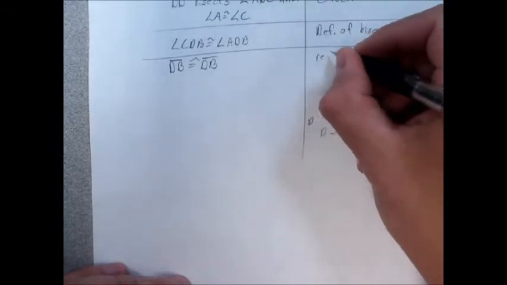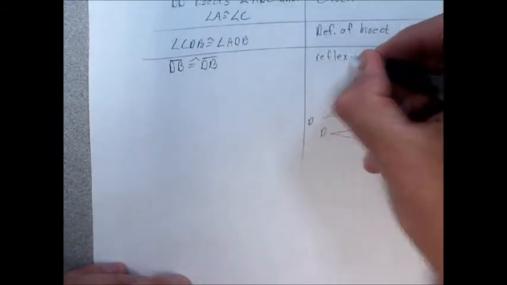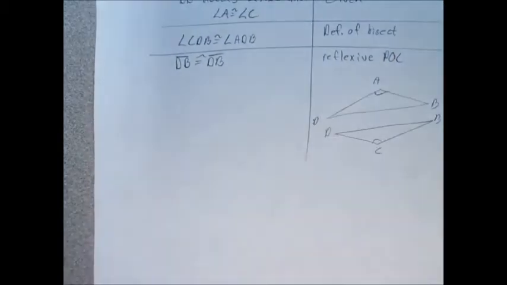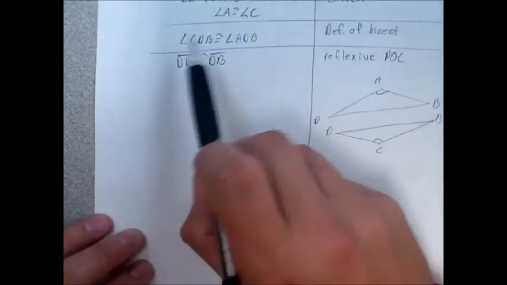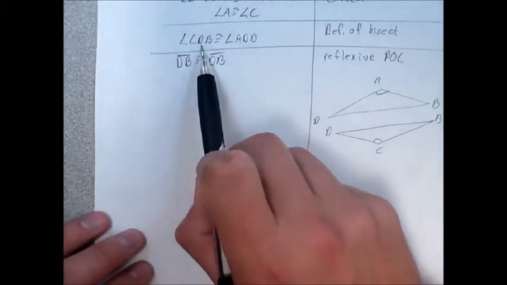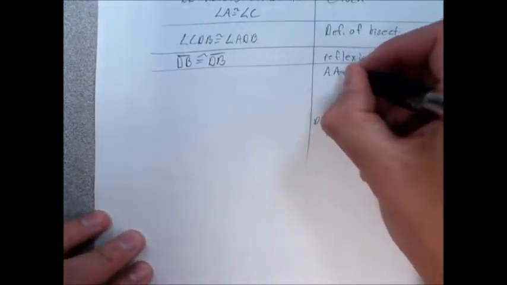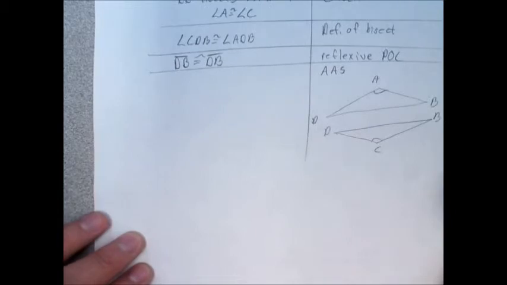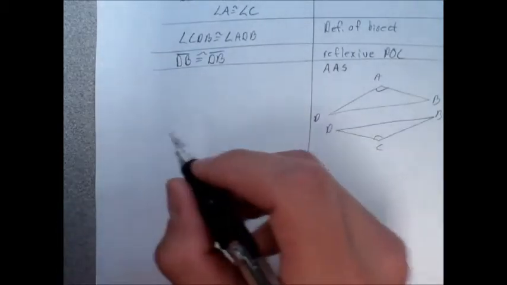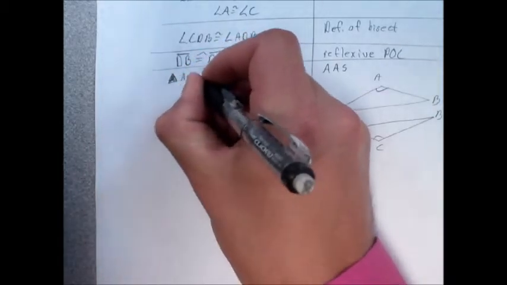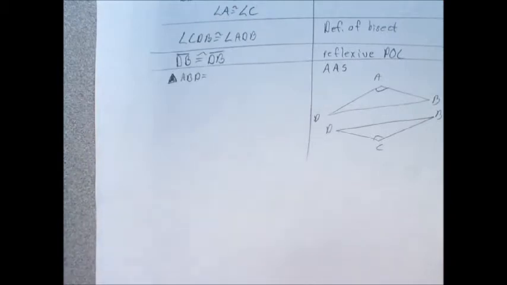Okay. It's the reflexive property of congruence, because I used the congruency symbol, right? So now that I've stated an angle is congruent to an angle, and a side is congruent to a side, I can now use angle, angle, side to state that the two triangles are congruent, but I have to do it in a specific way. So triangle ABD, the first one is just however you want to order it. The second one, you have to go in a specific order.